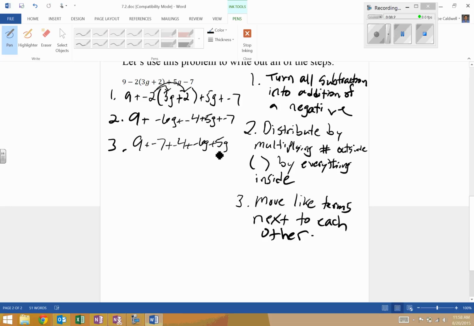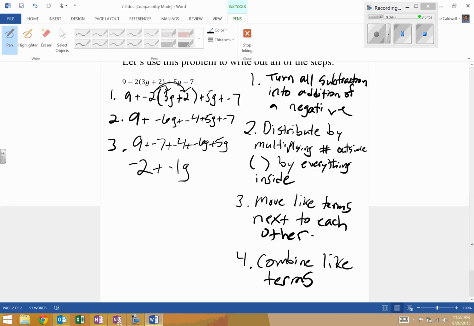Okay, so now we just combine. So step 4 is combine like terms. So 9 plus negative 7 plus negative 4. 9 plus negative 7 is 2, plus negative 4 is negative 2, plus negative 6g plus 5g. Use our negative rules here still, is going to be a negative 1g.